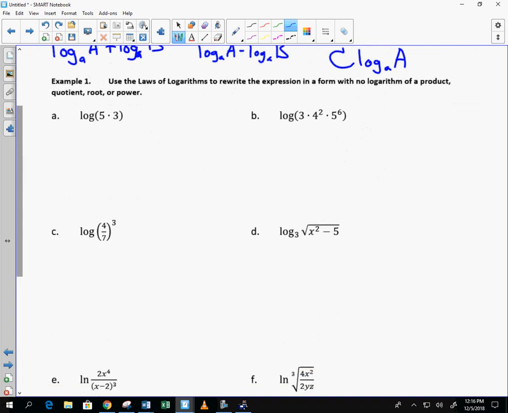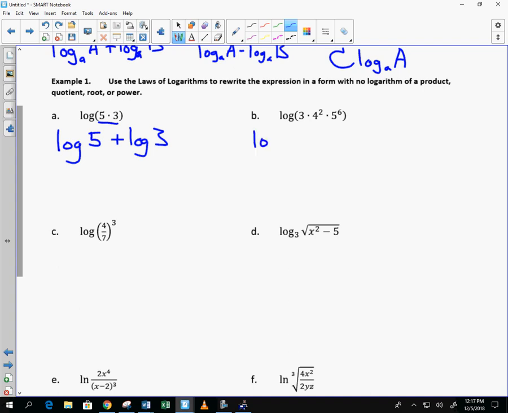So the front side is the first examples that you're going to see on your worksheet. Use the laws of logarithms to rewrite the expression in the form with no logarithm of a product, quotient, root, or power. I currently have the logarithm of a product. I want to separate that. How could I separate that? Log of 5 plus log of 3. Any question on that one?